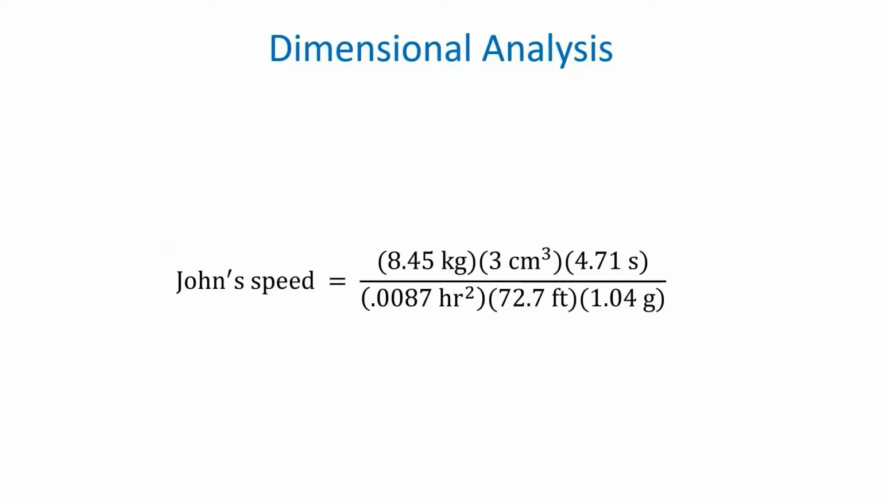Here's another example. Let's say a bunch of work was done and we ended up with an answer that looked like this. First of all, you would never report this as your final answer because it's not in its simplest form. You should always try to simplify if possible. The problem with simplifying in this case is that you have a bunch of units that don't match up. So we have distance in feet and then centimeters cubed. We have time in seconds and hours and mass in grams and kilograms.